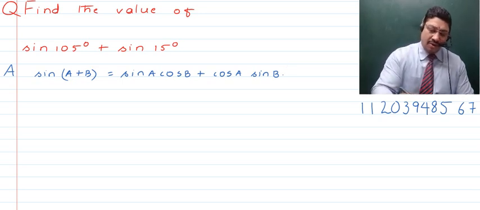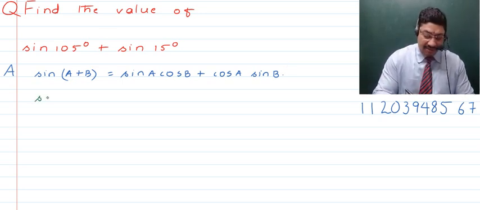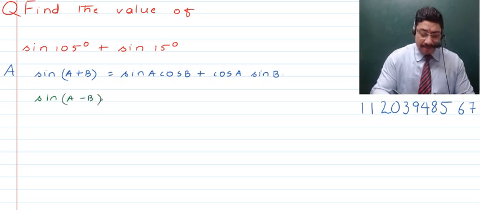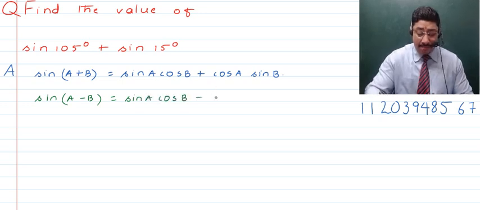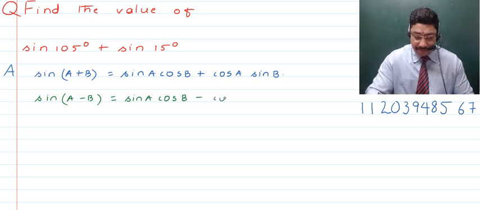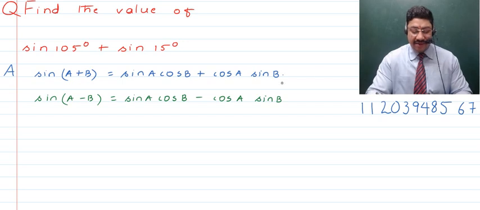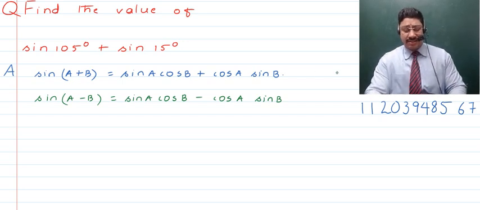So this is one of the formulae that we'll use, and the other formula that we're going to use is of sine of A minus B, and that is very similar to the earlier one, and I'm sure you people are mumbling with me. Very good. So sine of A plus B is sine A cos B plus cos A sine B, and sine of A minus B is sine A cos B minus cos A sine B.